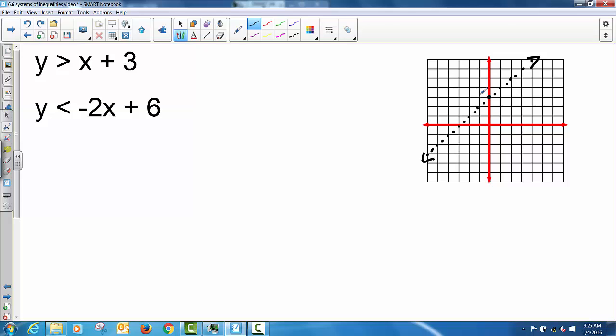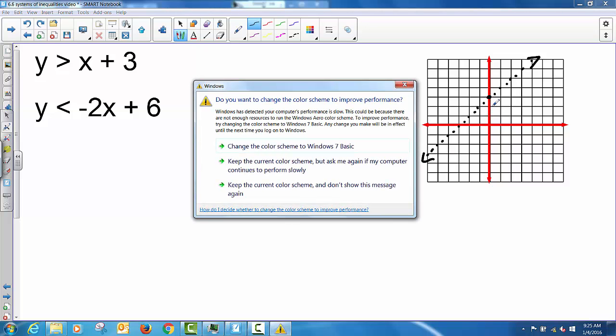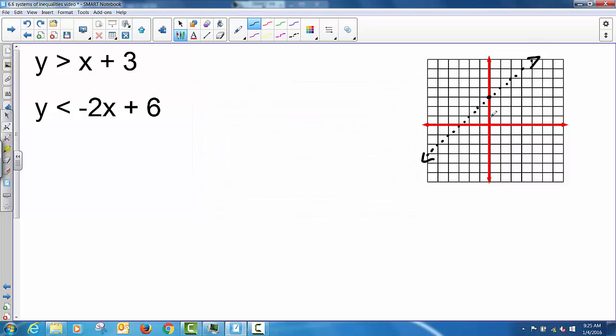Next thing we have is y is less than negative 2x plus 6. So that means our y-intercept is going to be 6. 1, 2, 3, 4, 5, 6. And our slope is negative 2, so that means we go down 2 and over 1, down 2 and over 1, and so on. And we draw a dotted or dashed line because it does not say or equal to. So that means our line looks something like this.